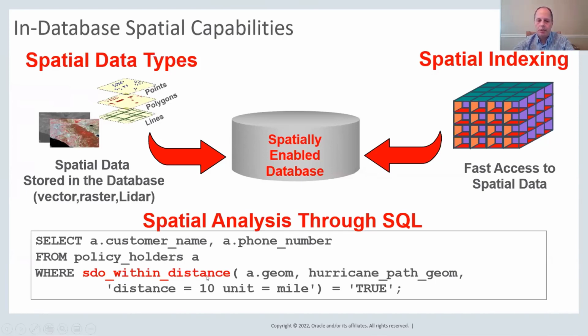In this case, with within distance, we're taking the path of a hurricane, which could be a line, and buffering it by 10 miles, and then searching the first argument. All of the spatial operators, whether it be within distance or any interact, have that same template. First argument, the column you're searching. Second argument is your query window. And here, after it does the within distance and finds all my policyholders, you can select them into the select list and generate a report.